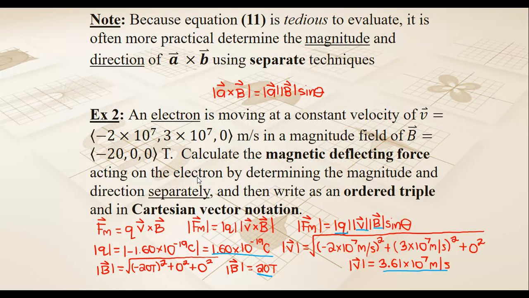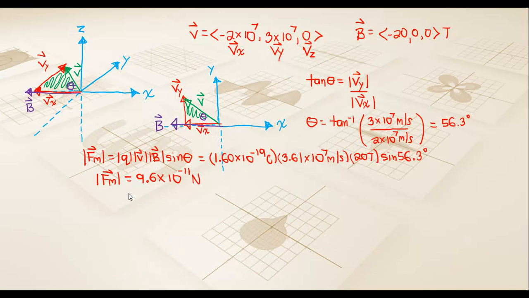Now, we only have one part of the answer. It says calculate the magnetic deflecting force by determining the magnitude. Okay, so we've done that. But we also need to know what the direction is. Now, to get the direction, we're going to use the third-hand rule.